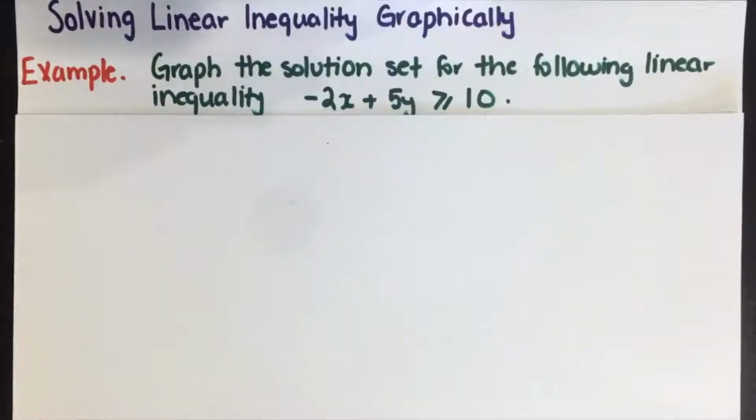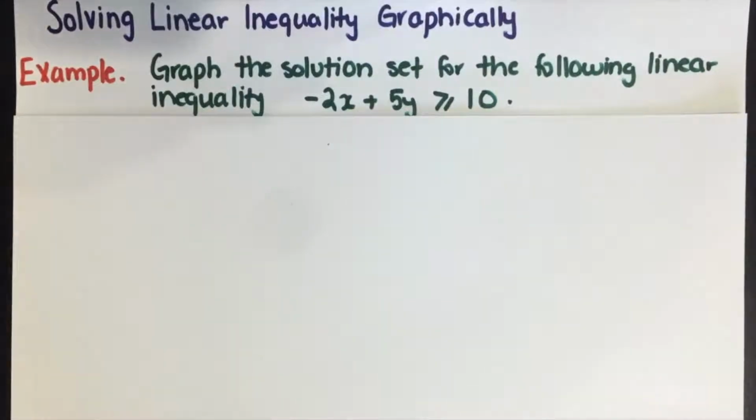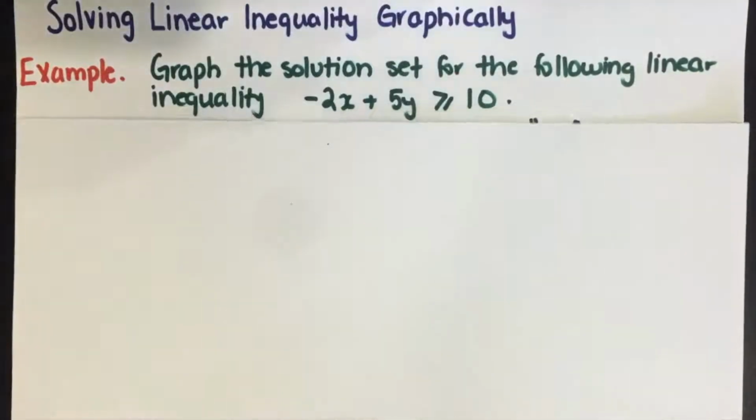Okay, so today I'll be going over how to solve linear inequalities graphically. So we have the problem. It says graph the solution set for the following linear inequality, negative 2x plus 5y greater than or equal to 10. Our first step is to switch the greater than or equal sign to an equal sign. This will form the boundary of the linear inequality.